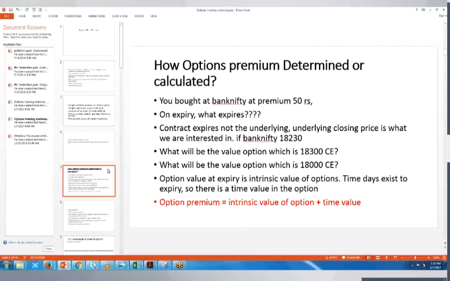How do the option premiums get determined or calculated? Do you have any idea, any of you? So at expiry, what happens? What gets expired?